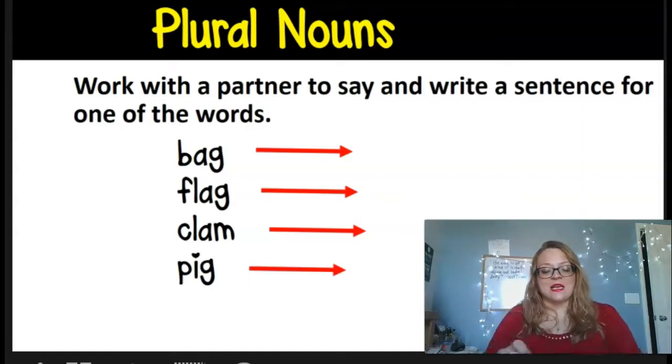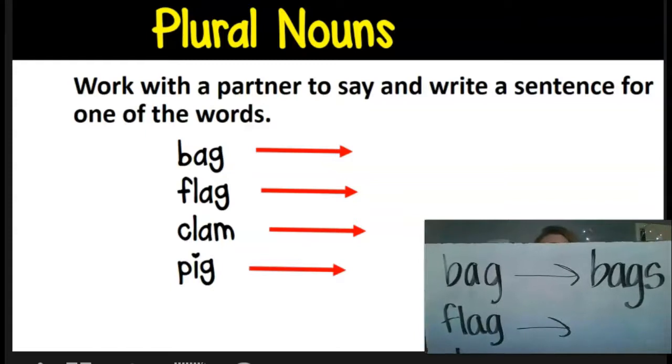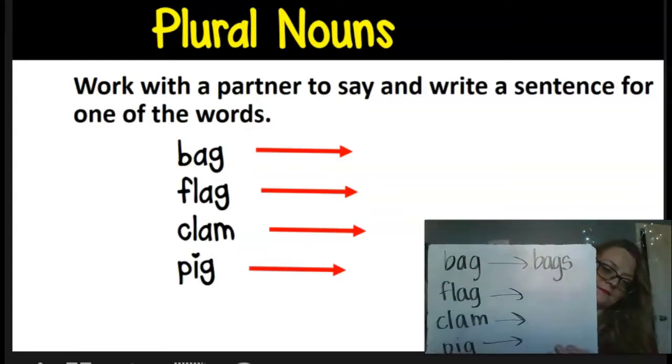Bags. Now, I know that Z can be a tricky sound, but I also know that Mrs. Pitt told me that it's always an S that we add to the end. We aren't going to add a Z. So I'm going to add my S, and show that I have many bags. Okay?